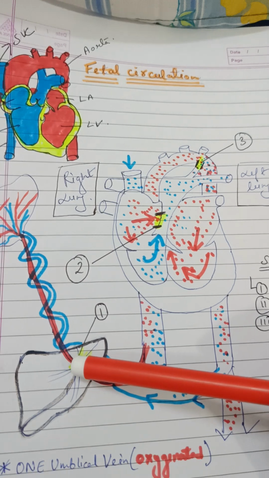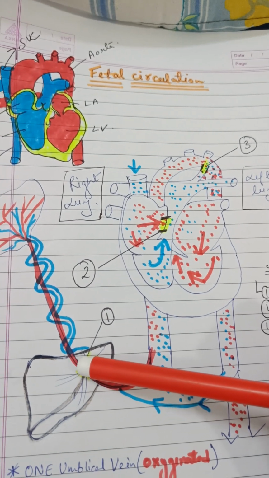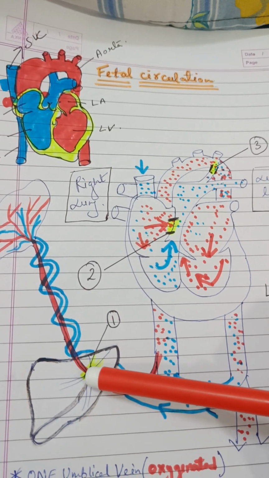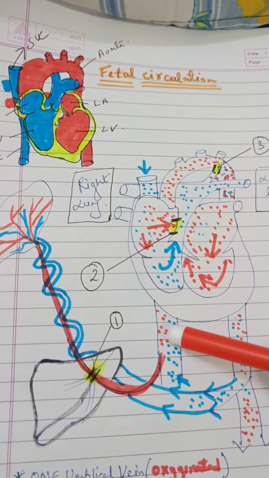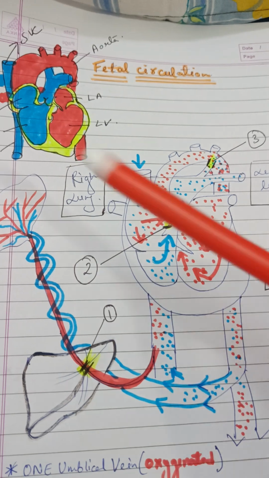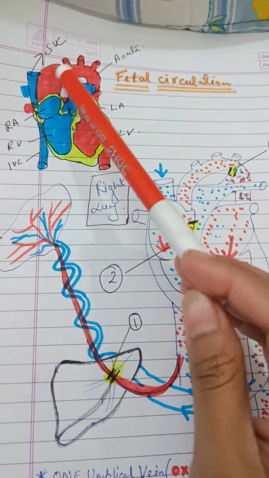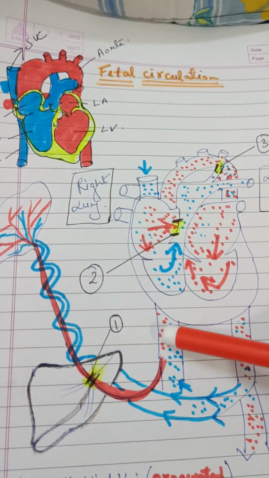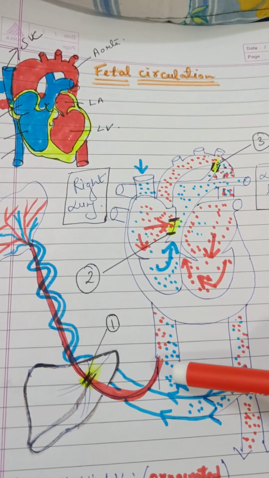So because of the presence of this shunt here, the blood will shunt towards the inferior vena cava. From the portal vein, the blood will shunt towards the inferior vena cava. As we know, the inferior vena cava carries deoxygenated blood. So here is also the presence of deoxygenated blood. This blue dot represents deoxygenated blood.